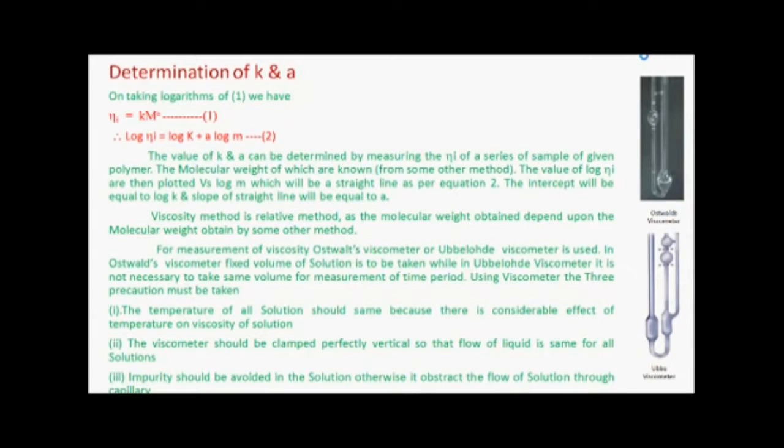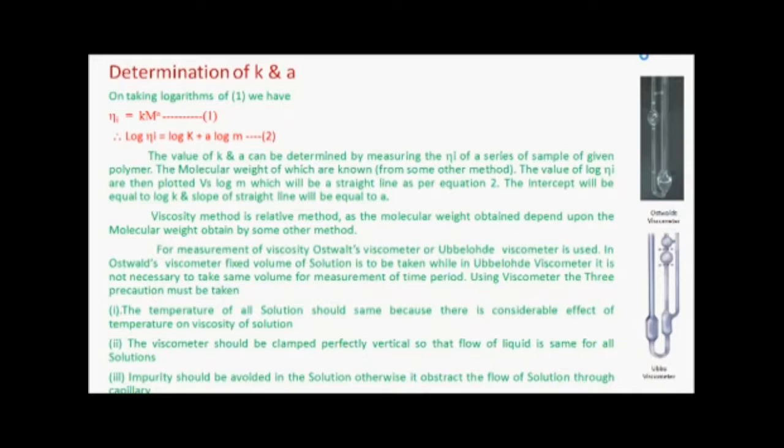Using viscometer, a few precautions must be taken. First, the temperature of solution should be the same because there is an effect of variation of temperature on viscosity of solution. Second, the viscometer should be clamped perfectly vertical so that flow of liquid is the same for all solutions. Third precaution to be taken is that impurity should be avoided in the solution, otherwise it obstructs the flow of solution through capillary.